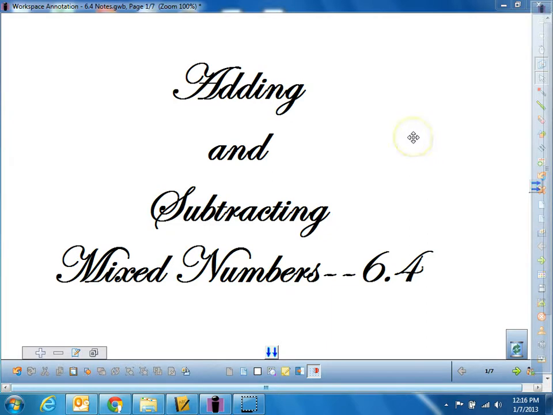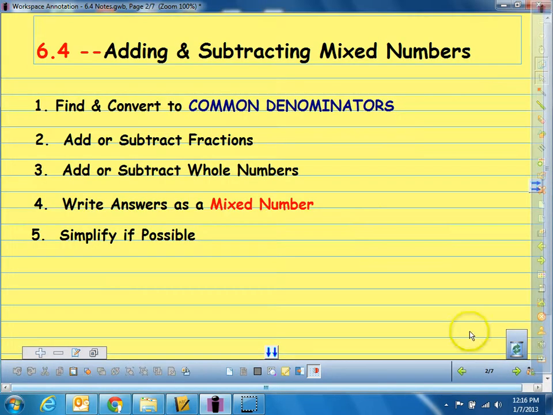We spent the last two lessons learning how to add and subtract fractions with like denominators and ones with unlike denominators. Now we're going to add in mixed numbers. Remember, a mixed number is when you have a whole number and a fractional part. So 3 and 4/5, that would be a mixed number. So let's go ahead and see.